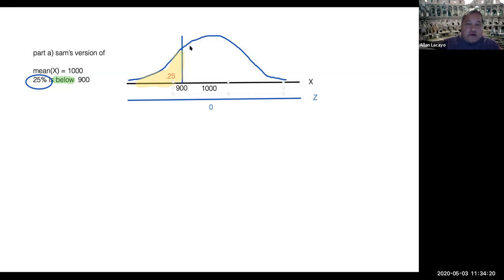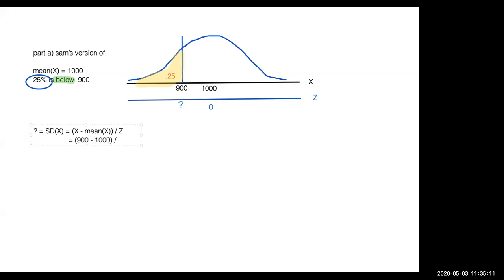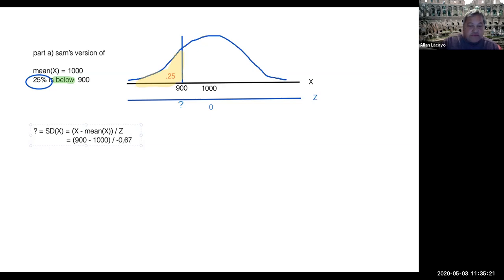And so the one thing I do not know here is the z-score for that value. And what I'm trying to figure out is the standard deviation. So my problem is about finding the standard deviation, and that is equal to taking a value of X, comparing it to the mean, and dividing by the z-score. That's the re-expression of the formula in question. And so I'm taking 900 minus 1,000 and dividing it by whatever the z-score is that I find here. And that z-score is going to be minus 0.67.